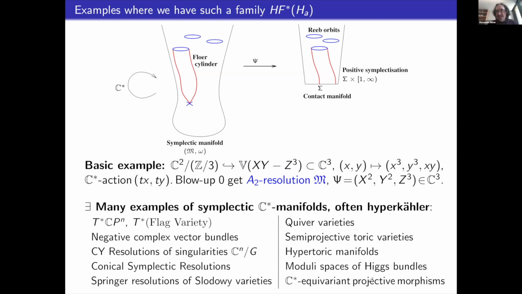They're sufficiently nice. There's a very large class of toric varieties called semiprojective toric varieties. These all fall into this category. Hypertoric manifolds. This is like a hyperkähler version of toric manifolds. Moduli spaces of Higgs bundles. And then in this recent paper with Filip, we also looked at more generally a case where you have a C-star equivariant projective morphism, and you can do Floer theory. So lots of examples.